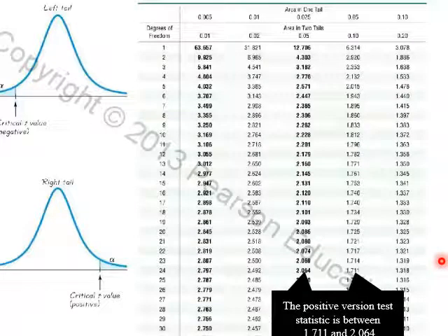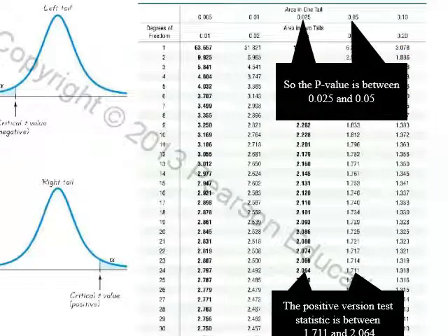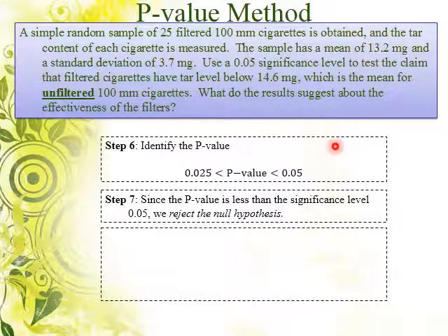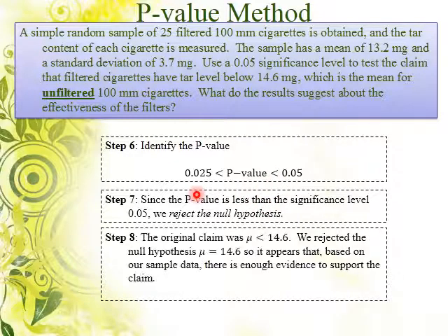So our positive test statistic was between 1.711 and 2.064, which tells me, and again, since this is a one-tail test, a left-tail test, I'm going to be in this area in one tail. My p-value is somewhere between 0.025 and 0.05. Since that means that our p-value is less than 0.05, which is our significance level, we can reject the null hypothesis.